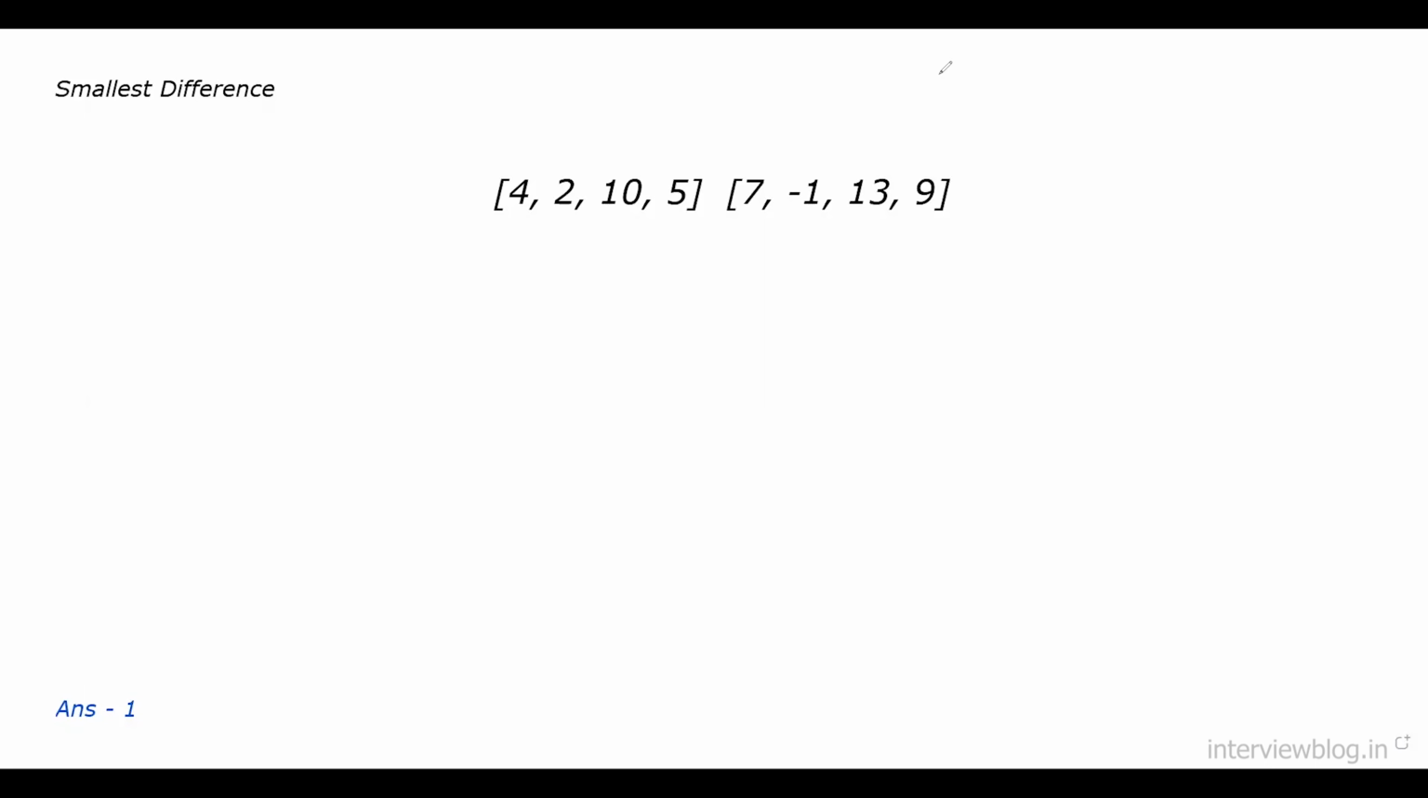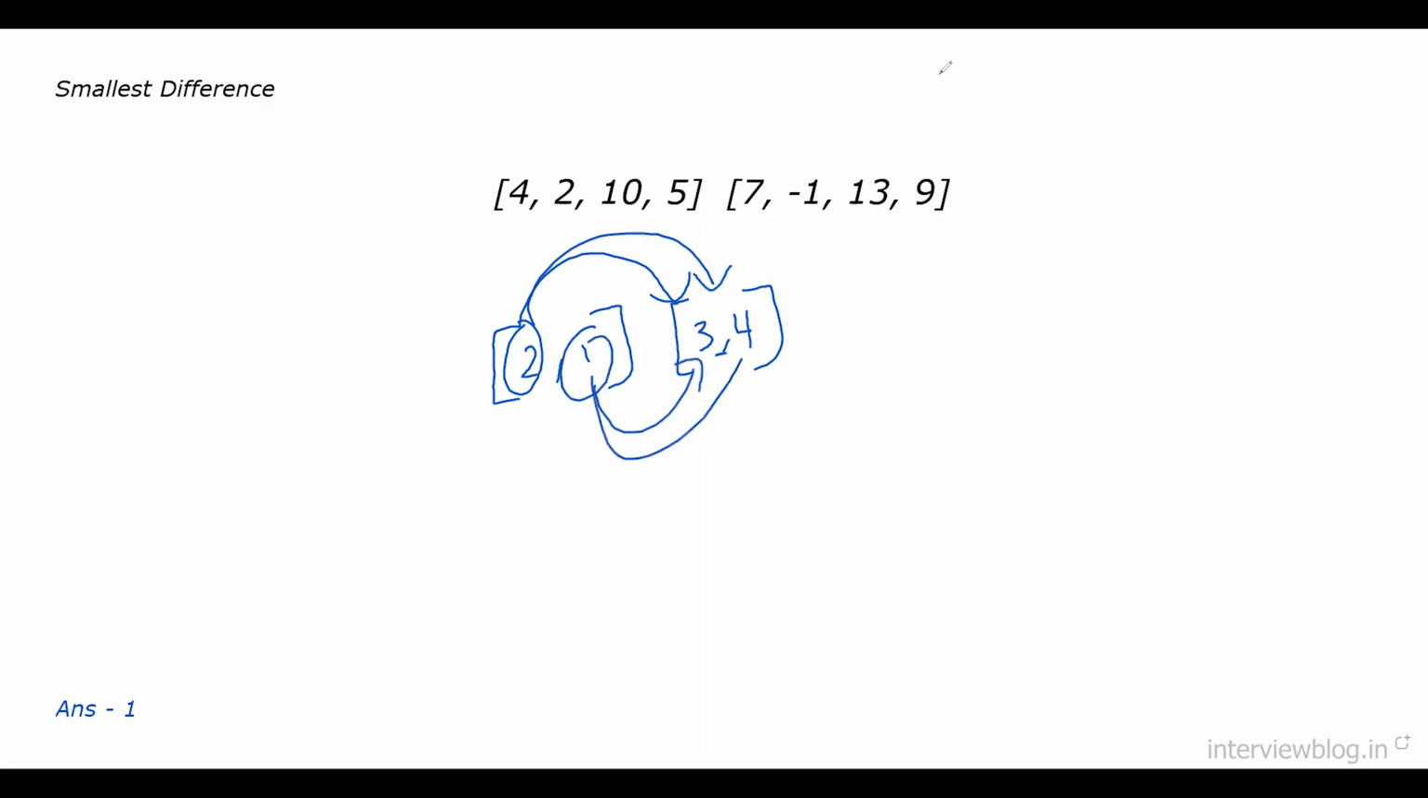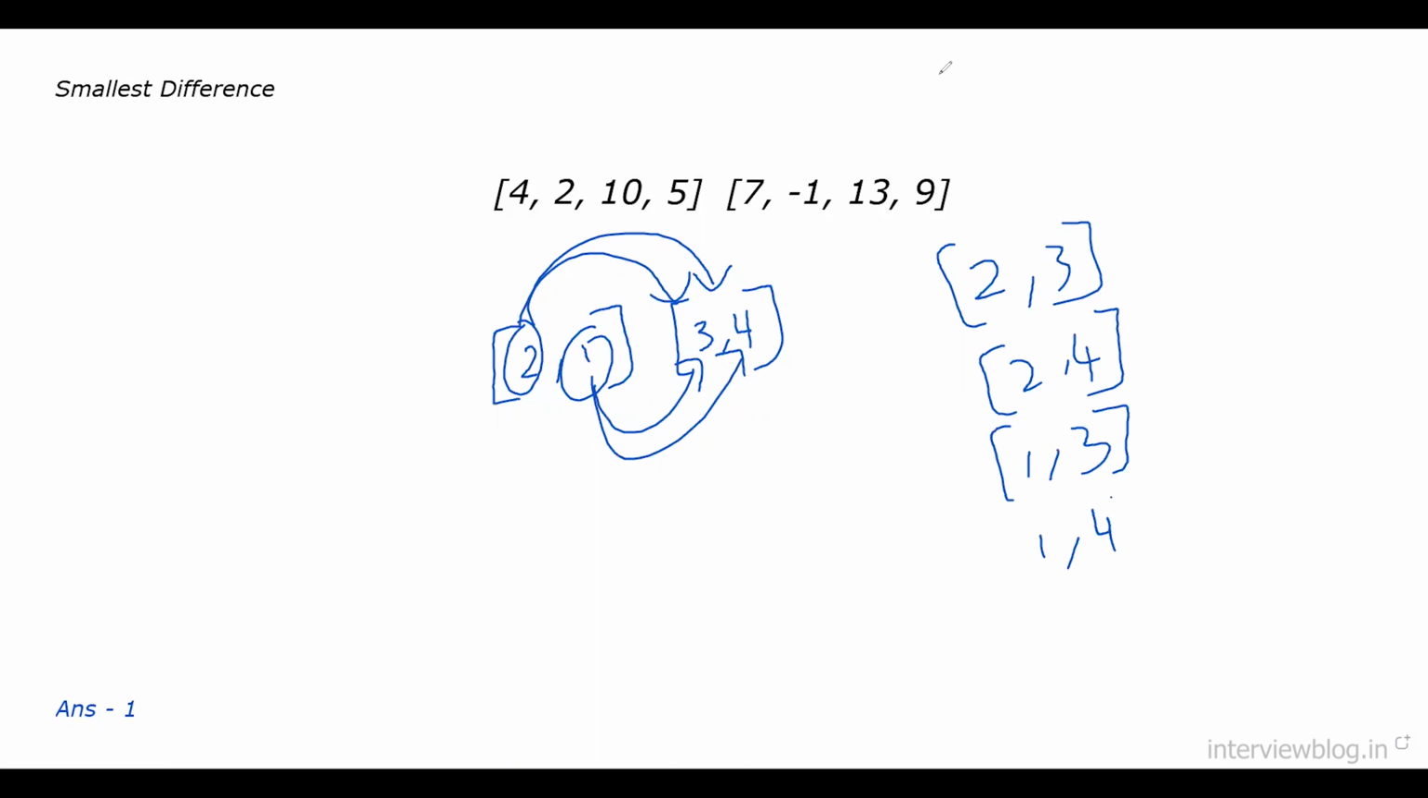So let us consider a simple input 2, 1, 3, and 4. So in this case, I'll be generating all the pairs that are possible. That is, this 2 will be paired with 3 and 4, and this 1 will be paired with 3 and 4. So all the pairs are 2, 3, 2, 4, 1, 3, and 1, 4.